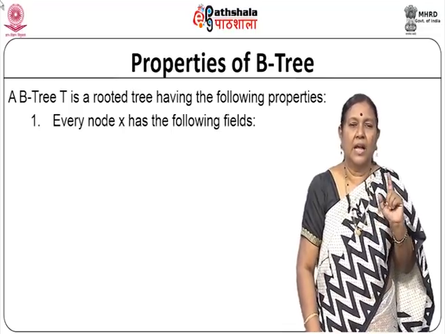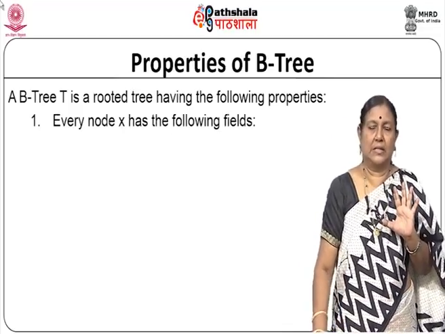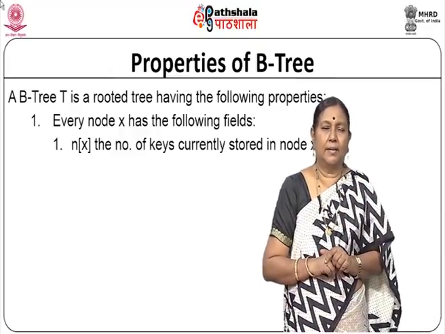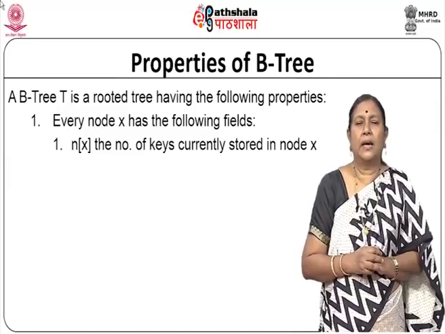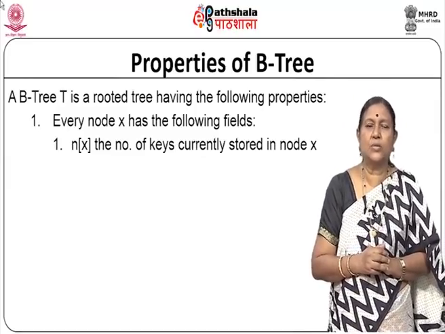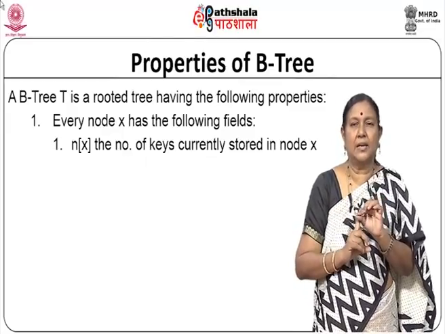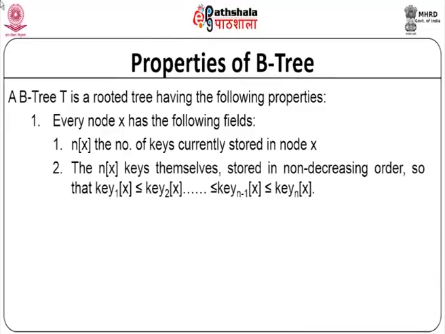What is it? Every node X has the following fields. What are the fields? It will tell you the number of keys currently stored in node X. So, it will give you n of x, the number of keys currently stored in node X, and the n of x keys themselves are stored in non-decreasing order, so that key 1 of x is less than key 2 of x is less than key 3 of x and so on until key n of x.